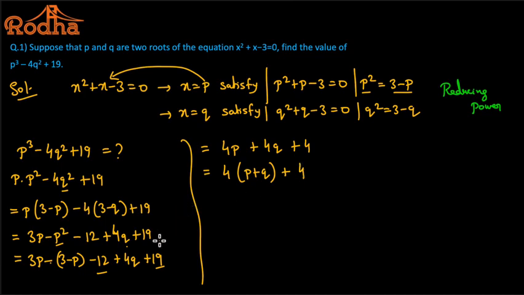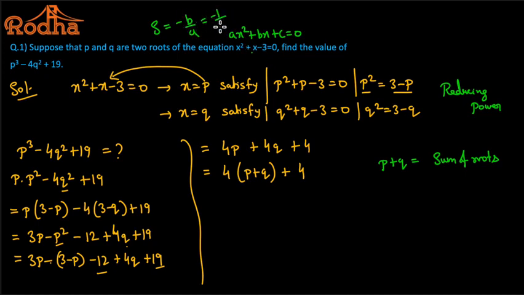And what is p plus q? Basically p plus q is nothing but the sum of roots of the equation. So what is the sum of roots here? If I look at the equation, it is in the form of ax square plus bx plus c equal to 0. We know that the sum of roots of such an equation is minus b by a. That is minus 1 upon a, which is 1, so minus 1 only. The sum of roots of this equation is minus 1.